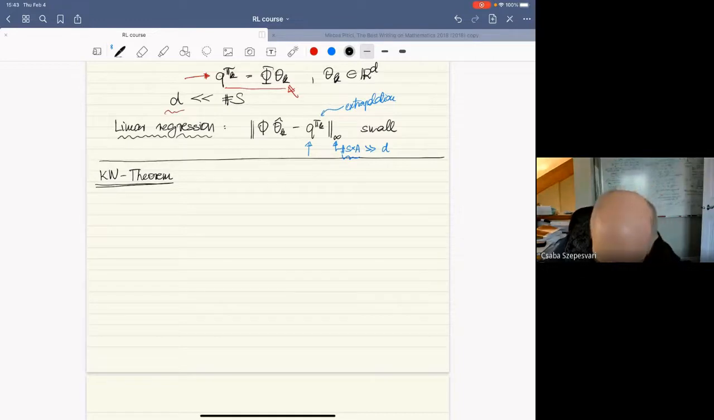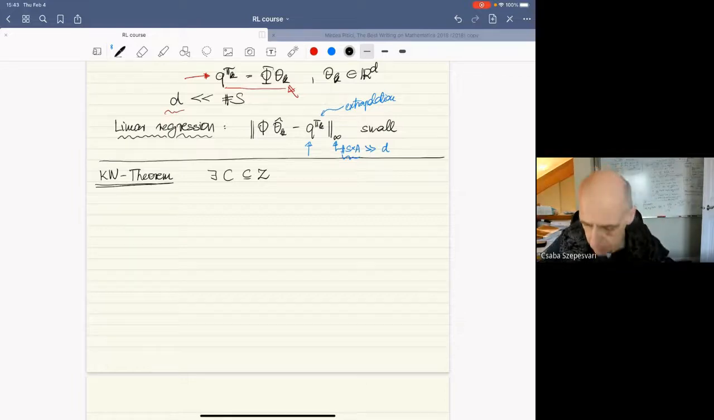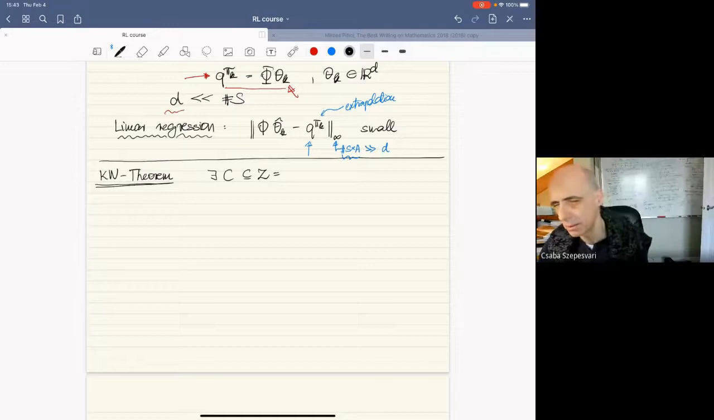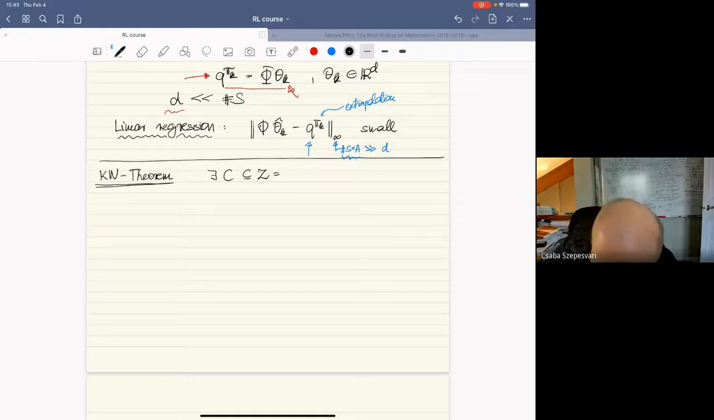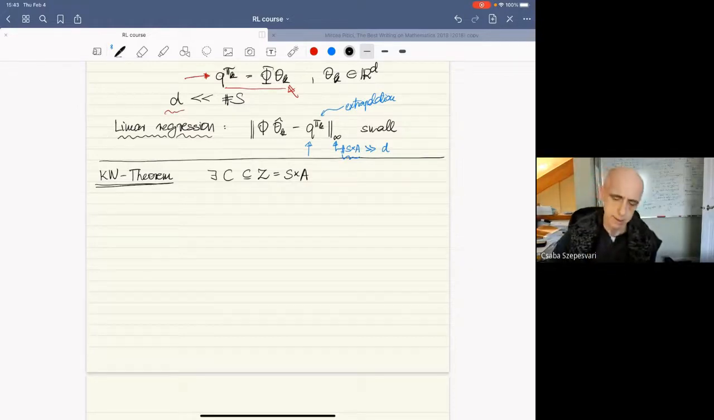So what does this theorem say? It says the following: there exists a set, which is a subset of, I'm going to introduce Z to denote the set of state action pairs, because we're just doing function approximation over a set Z, and whether these are state action pairs or whatnot doesn't really matter. For the Kiefer-Wolfowitz theorem, it absolutely doesn't matter.